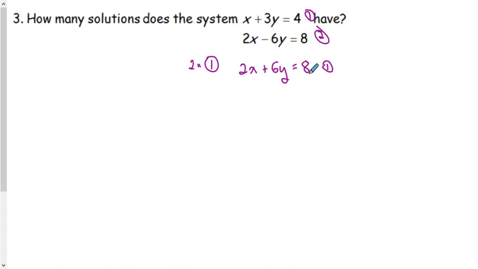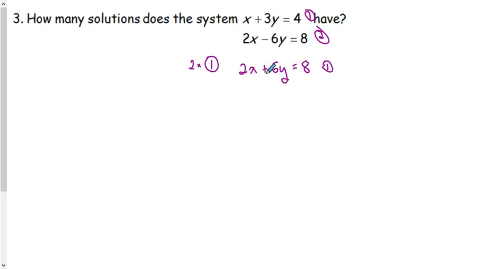Now, are these equations the same? No, they're not the same. Because although we have 2x, we have minus y in equation number 2, minus 6y, and plus 6y in equation number 1. So they are not the same. So therefore, we don't have infinite solutions. We can rule that one out.